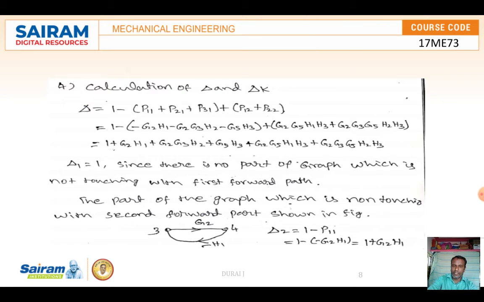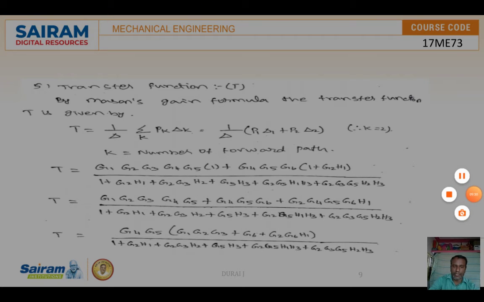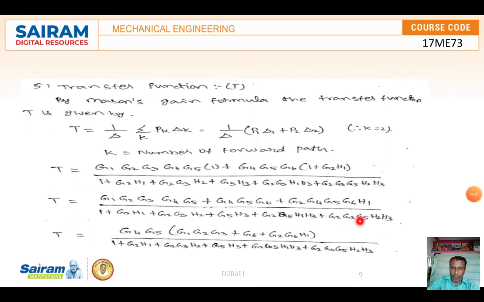Okay, so this del 1 and del 2 value, p1 and p2 value, you can substitute in Mason's gain formula, that is 1 by del into sigma k into pk into del k, so 1 by del into p1 del 1 plus p2 del 2. Okay, so we substitute it, the final value of transfer function or overall gain we are getting as g4 g5 into g1 g2 g3 plus g6 plus g2 g6 h1 divided by 1 plus g2 h1 plus g2 g3 h2 plus g5 h3 plus g2 g5 h1 h3 plus g2 g3 g5 h2 h3. Okay, so like this we are going to get.